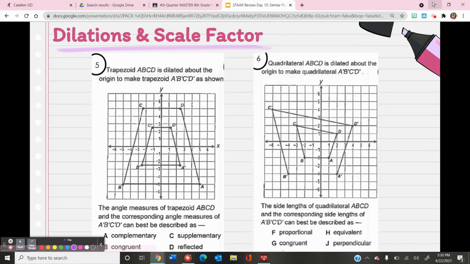So number 5 says trapezoid ABCD is dilated about the origin to make trapezoid ABCD prime as shown. The angle measure of trapezoid ABCD and the corresponding angle measures of ABCD prime can best be described as, okay, so now we're looking at angle measurements. So here, I see that this image has been reduced. Okay, so this is a dilation. My image has been reduced. So it changes the size.